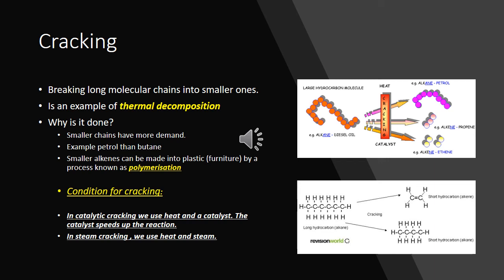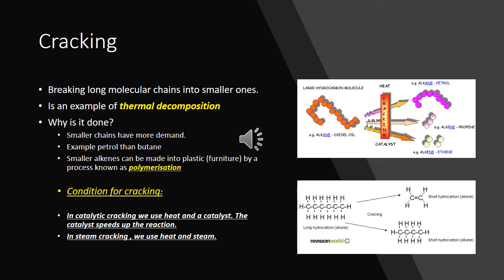Conditions for cracking are: in catalytic cracking, we use heat and a catalyst. The catalyst speeds up the reaction, but there is no change in the catalyst. And in steam cracking, we use heat and steam.